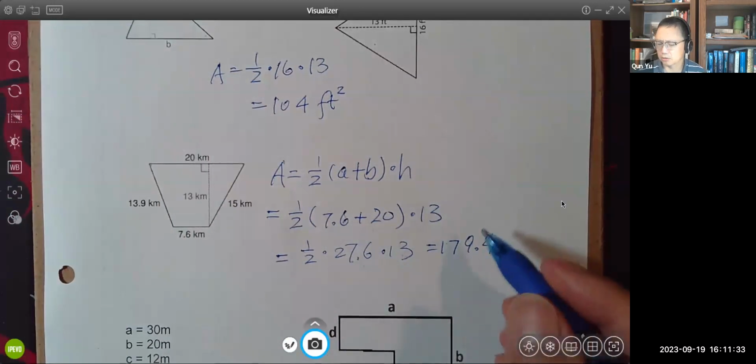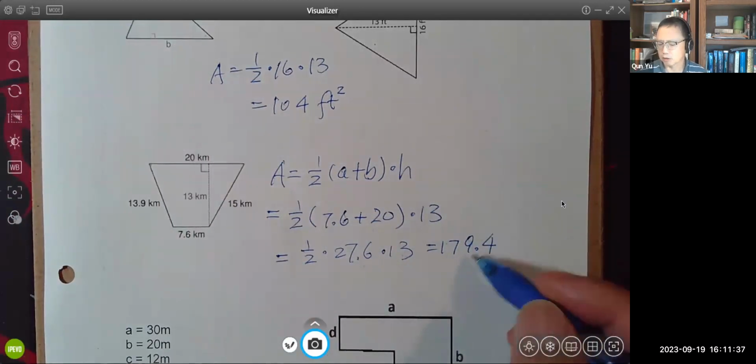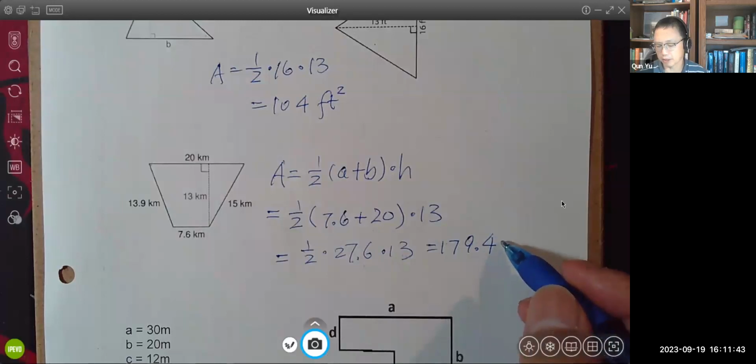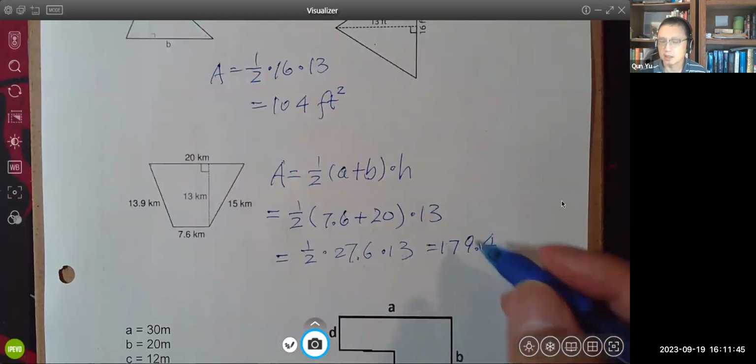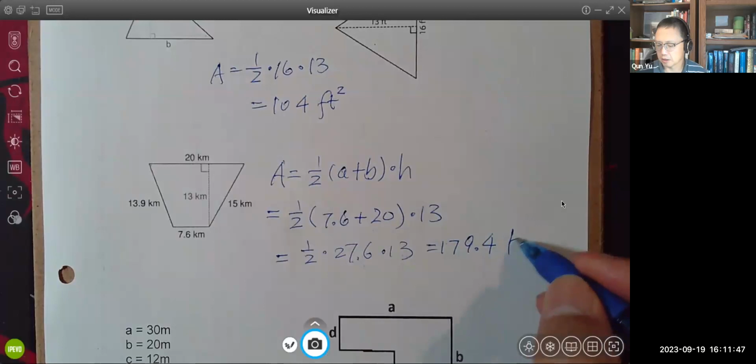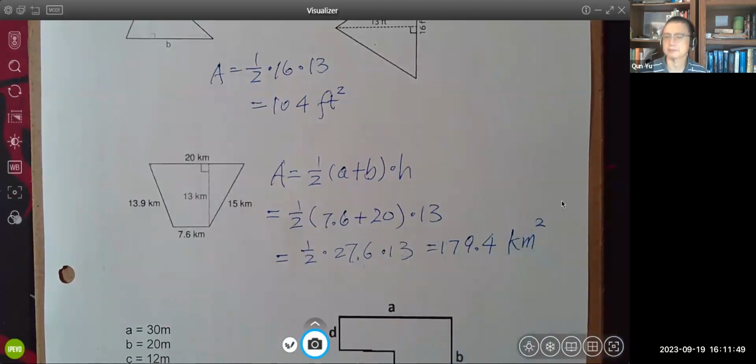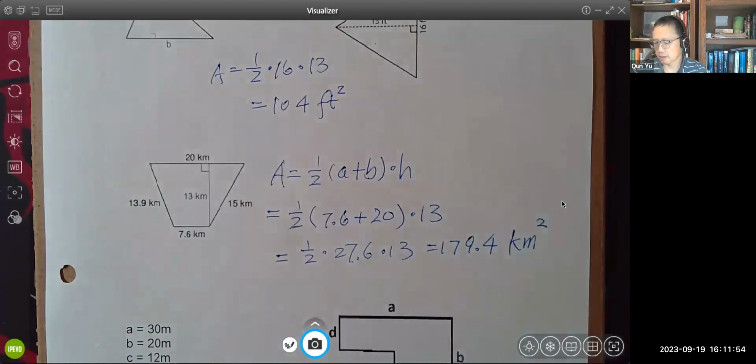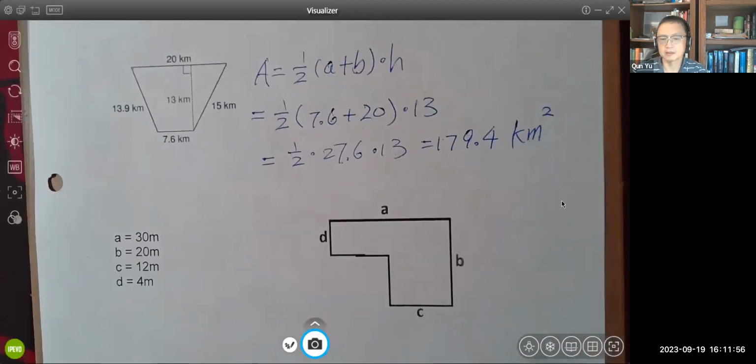If we round to one decimal digit, that will be it. If we round to the whole number, it will be 179. If we round to the second decimal digit, even though we don't have one, we will write 40. So this is kilometers squared. Now, the next one is the last one for this part.